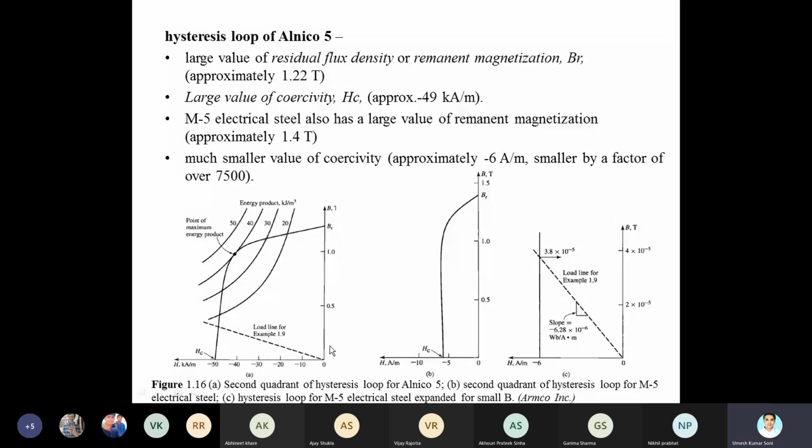In this case the magnetization should be very high, and a large value of coercivity means when we want to reduce the flux density, we need a very high negative value of current.